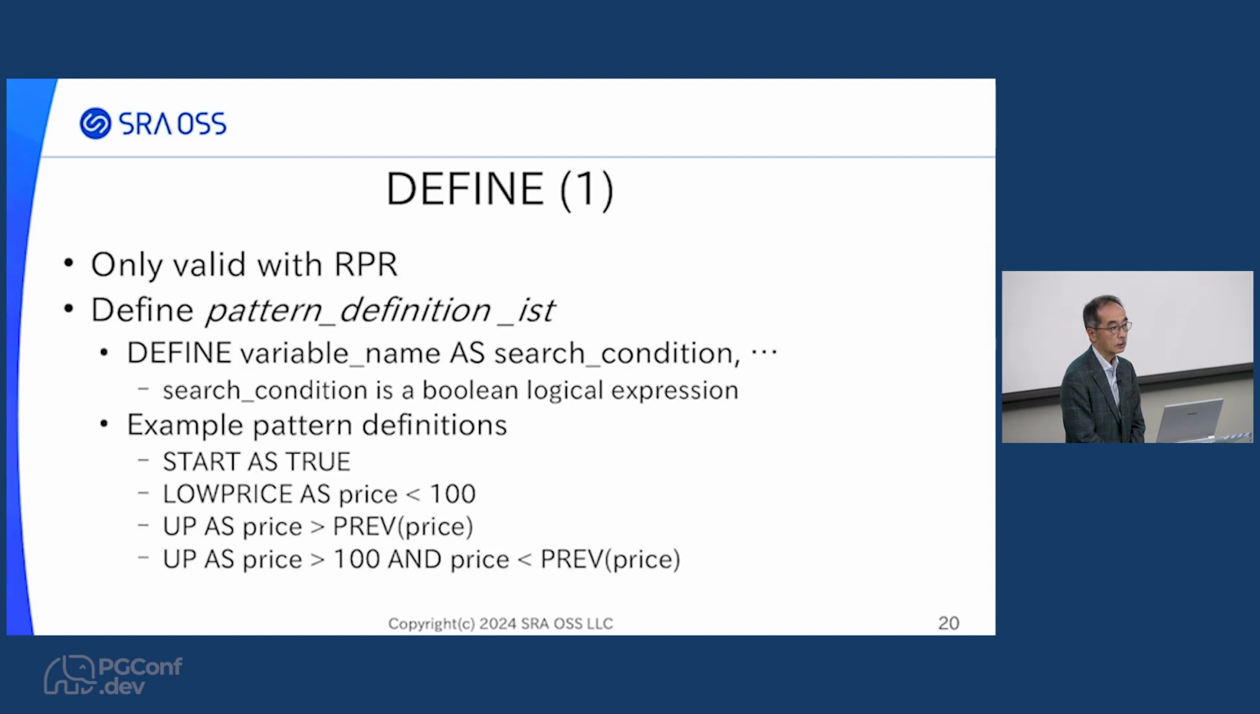Okay, now we are going to discuss the heart of the RPL, the define clause and the pattern clause. We already have seen some examples of the define clause, like this: define variable name as such condition. Such condition must be a simple Boolean logical expression. Example pattern definitions include these. Some of them we already saw.